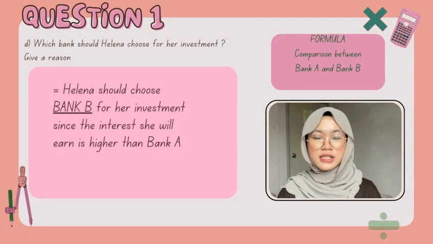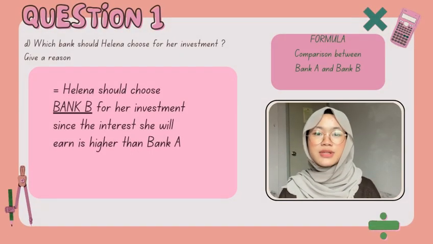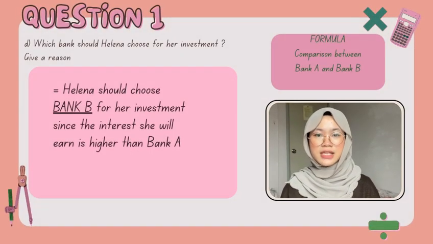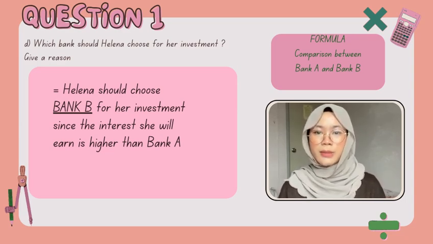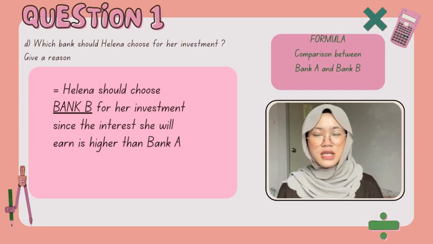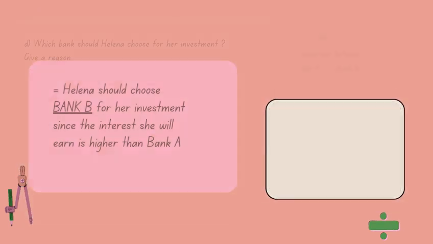Question D asks which bank Helena should choose for her investment and to give a reason. In this question, we need to make a comparison between bank A and bank B. Which one is the most interest that she will earn? So the answer is Helena should choose bank B for her investment since the interest she will earn is higher than bank A.